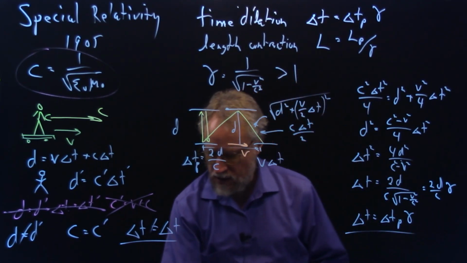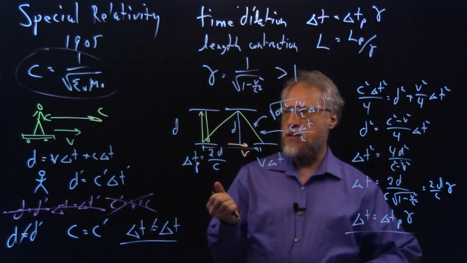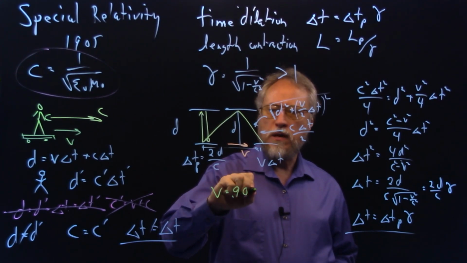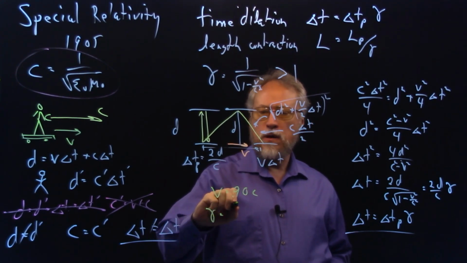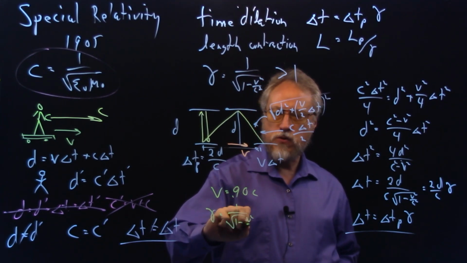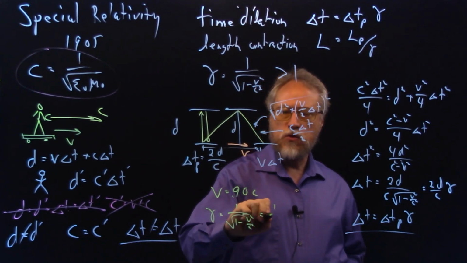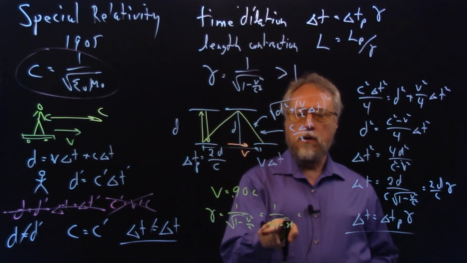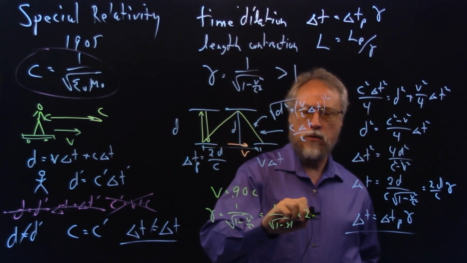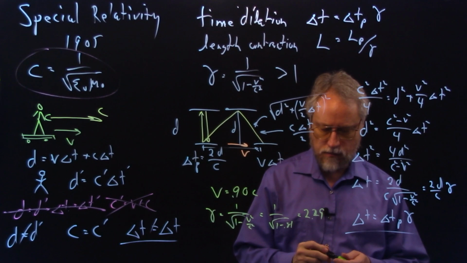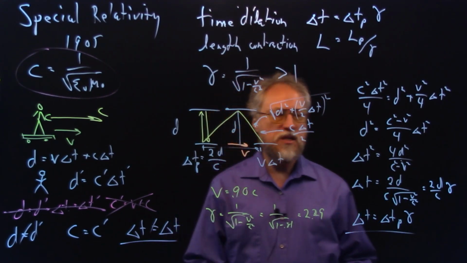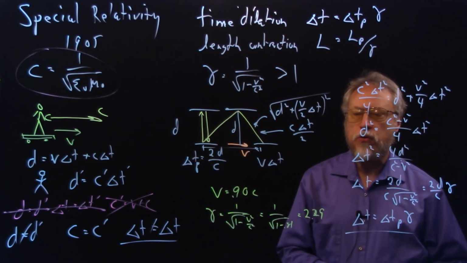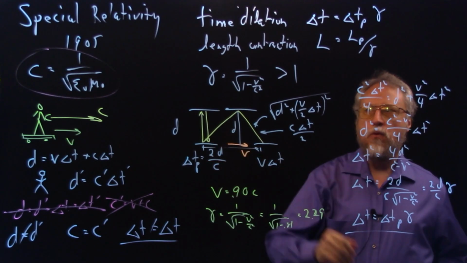Now, if I think about an example, say, for instance, I am moving with a v equal to 0.90c, then gamma is 1 over the square root of 1 minus v squared over c squared, which is just 1 over the square root of 1 minus 0.9 squared, or 0.81. So it's 1 over the square root of 0.19, which gives about 2.29. That means that for every second in the rest frame of the clock, 2.29 seconds have passed for the outside observer.